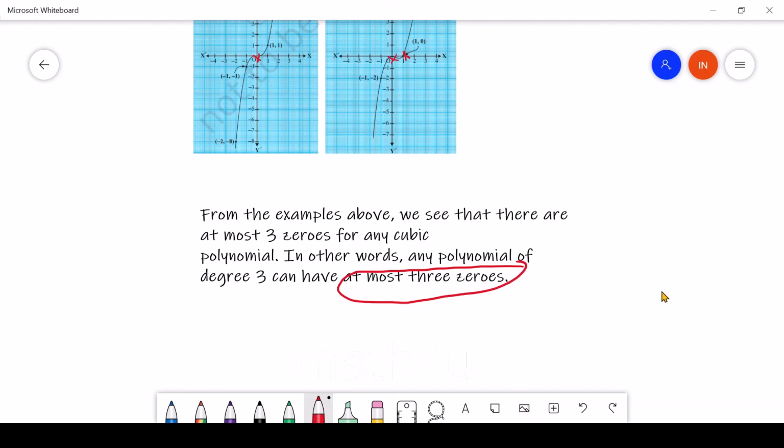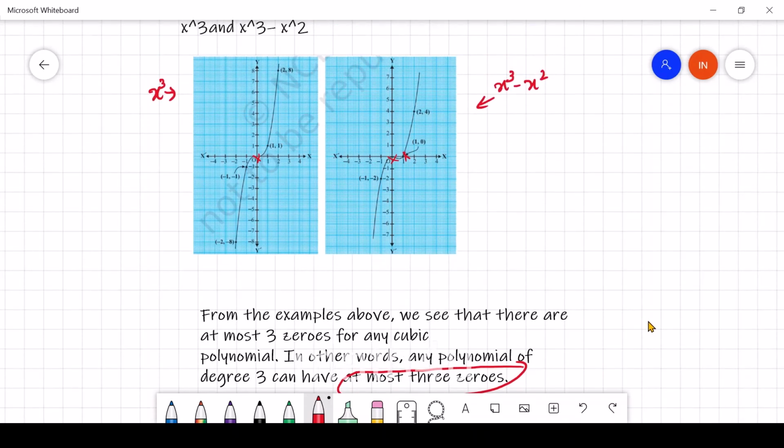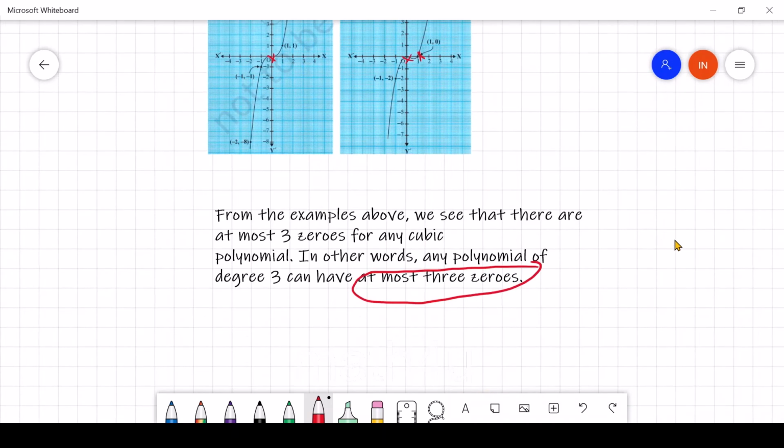So this is how we can understand from a graphical representation how many zeros a polynomial has. I hope it is clear for you.